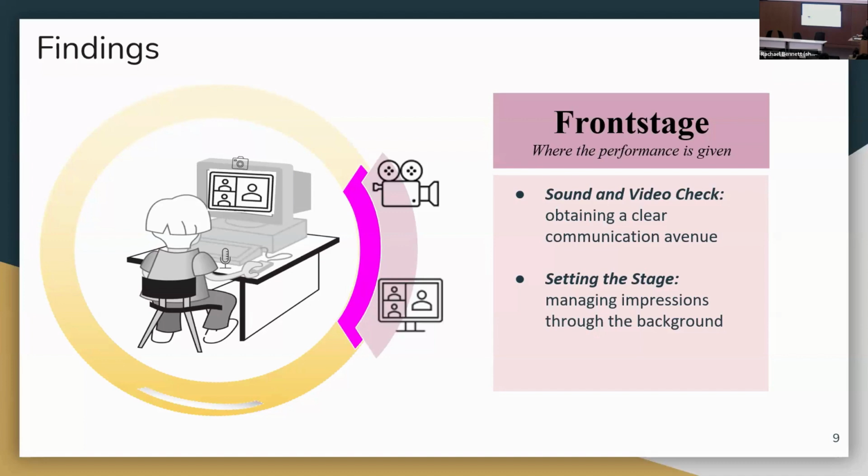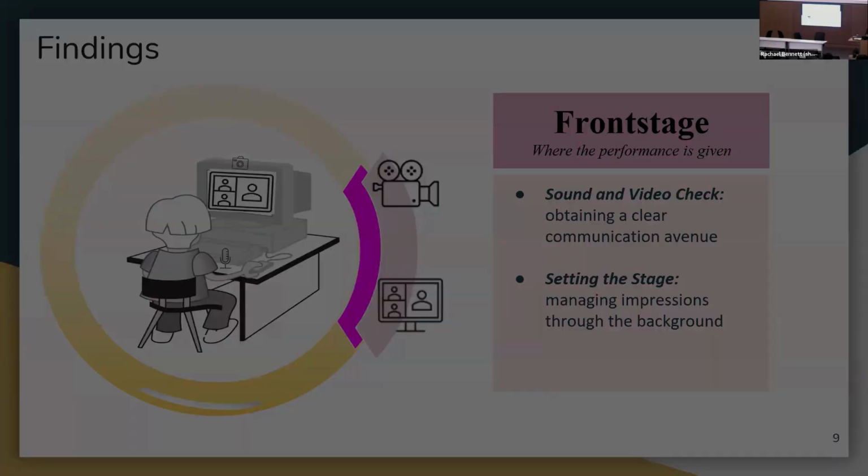The front stage is where the performance is given to the audiences, just like me doing now to present the work to you. Participants found the audio and video channels afforded by video conferencing as important for giving these performances and communicating with others. To make this communication work, they need to engage in two kinds of work. First, they ensure the communication channels were working through sound and video check. And second, they aimed to set their backgrounds to convey certain impressions, like a bookcase in the background.